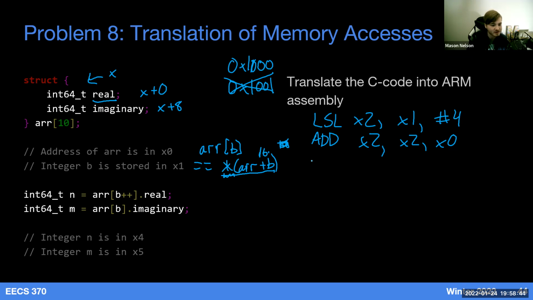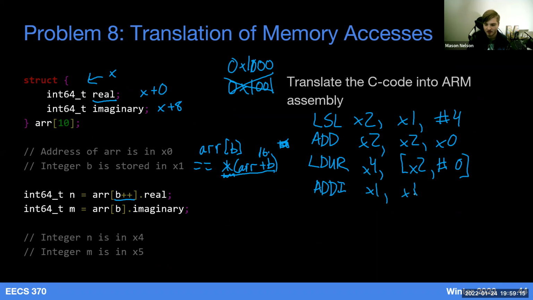So this is a 64-bit, so I'll have to do a full LDR, which will load a full 64 bits from an address x2, and they want me to put it into x4. So I'll do something like that. All right. Now I need to remember to increment b because this is a postfix increment. So I'll do an ADD immediate with x1 and again x1 and 1.